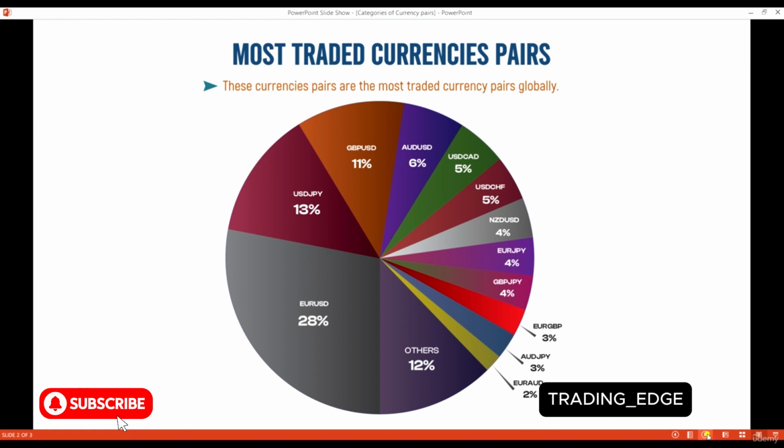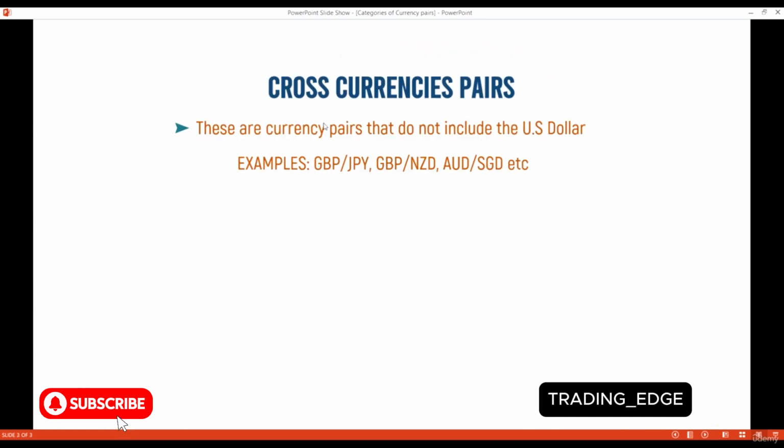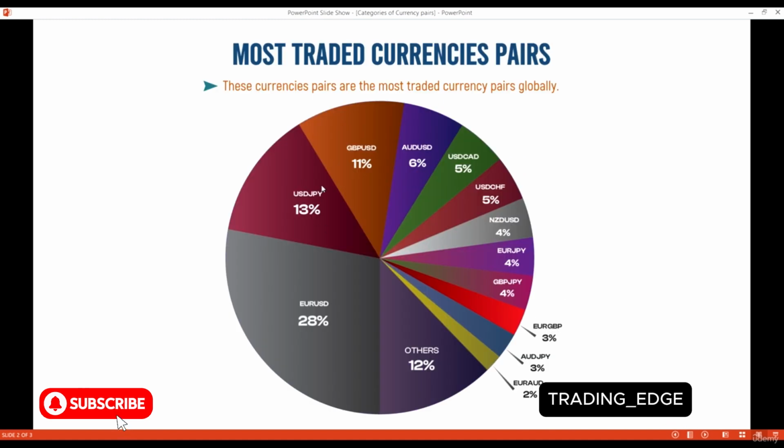And then we have the cross pairs. Now these cross pairs are currency pairs that do not include the US dollar. Examples are GBP JPY, GBP NZD, AUD SGD, etc. We can see some of them here also. We can see Euro JPY, we can see GBP JPY, and we can also see these other ones. So these are examples of cross pairs. We have the major pairs, which are the pairs that have US dollar in them, and we have the cross pairs, the pairs that do not have the US dollar in them.